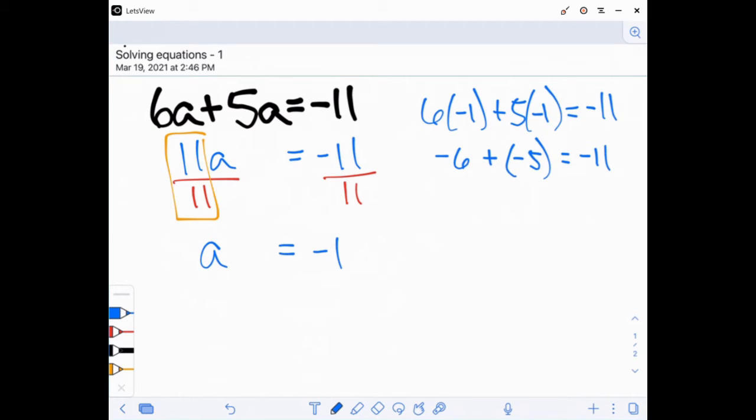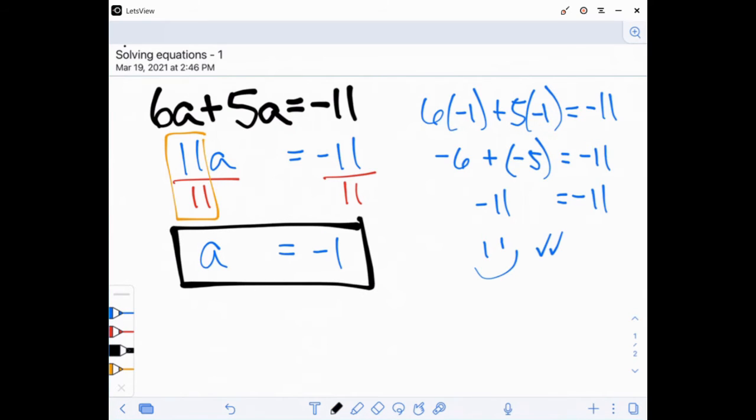Well, I know negative 6 plus negative 5 is negative 11, so that equals negative 11. We are good. This equation is true. Check, check. We are right. A equals negative 1.